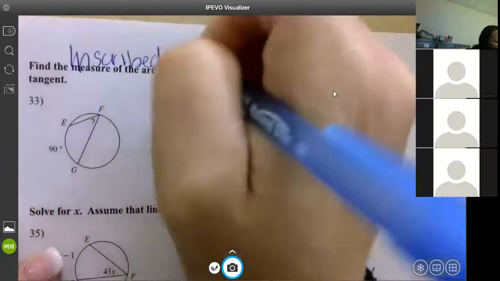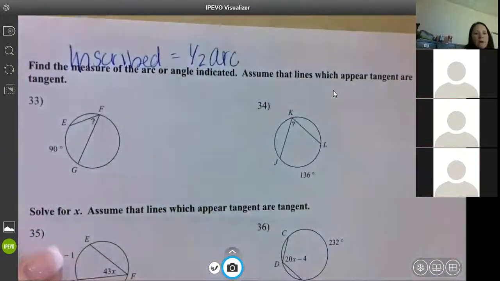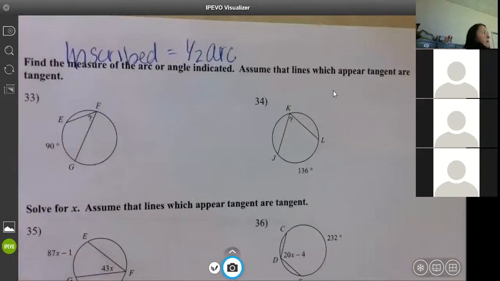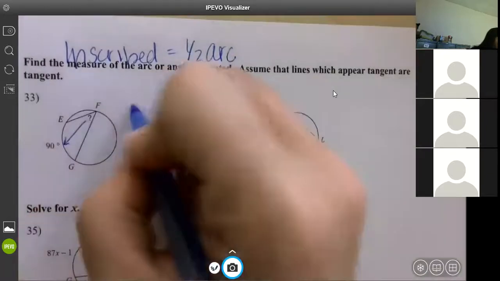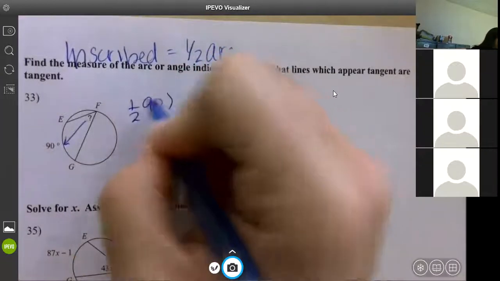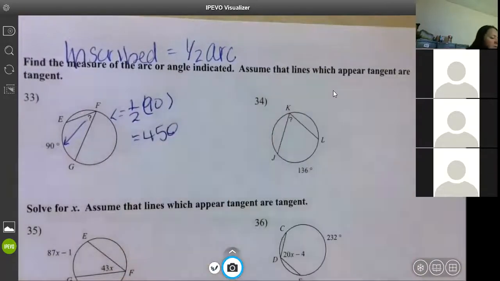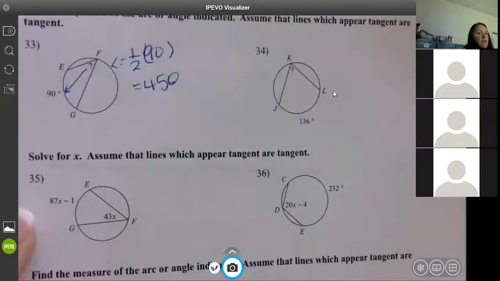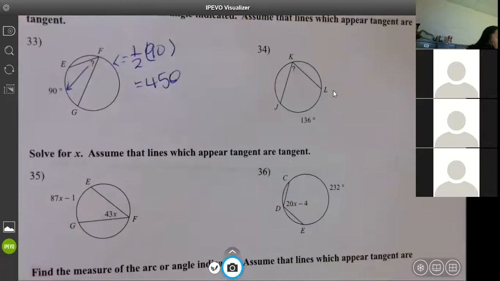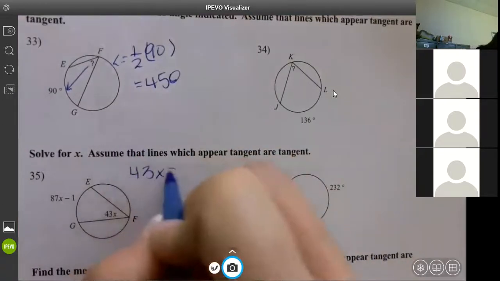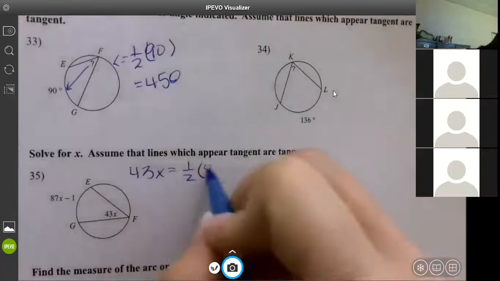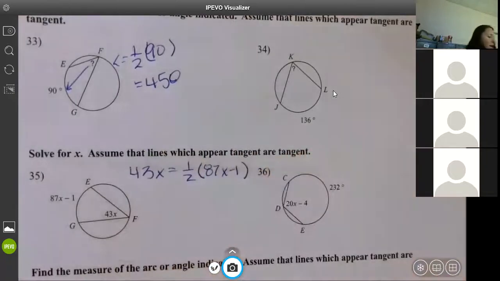So remember, inscribed is half the arc. So again, if there's only one arc inside, you're taking half. So think about it, it doesn't matter if it's inside or outside. If there's only one arc inside, you're doing half the arc, which is 45. So these are the exact same thing that you've been doing for the last couple days, okay? So your angle 43x equals half of the arc, which is 87x minus 1. I'm not going to solve it out. I'm just showing you how to do it.